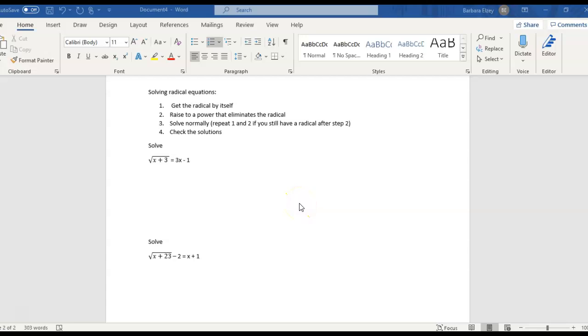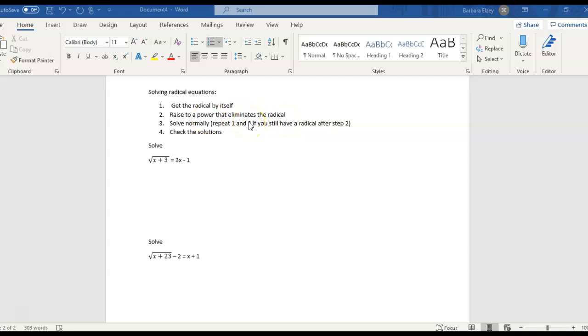Okay, so we are now going to solve radical equations. These are equations that have a radical of some type. Most of these we're going to look at will be square root problems. So we're going to have 4 steps, really more than 4, because we may have to repeat steps. First, we're going to get the radical by itself on one side, then we'll raise both sides to a power to eliminate the radical. We'll see what I mean by that in a minute.